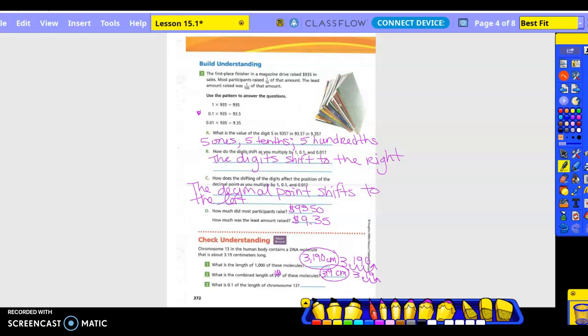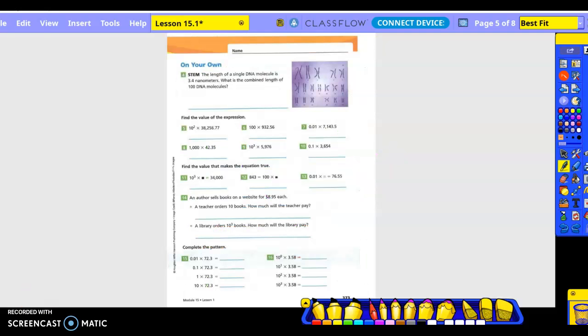319 centimeters. What is 1/10 of the length of chromosome 13? So my original number was 3.19. Now I'm multiplying times a decimal. So am I going to the left or to the right? To the left, because I'm doing a decimal this time. How many place values do I have? 1. So I only move one place to the left. So my answer is 0.319 of a centimeter.